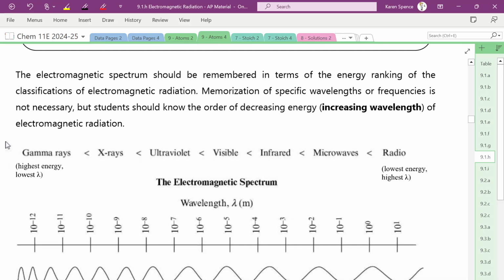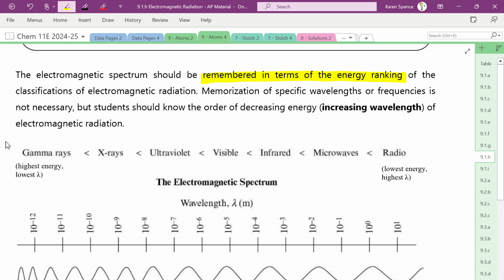The electromagnetic spectrum, according to the review box, should be remembered in terms of the energy ranking. Memorization of specific wavelengths or frequencies is not necessary, but you should remember the order of decreasing wavelength or increasing wavelength. Now, how important is it for you to know all of these? Probably not. Do we really care if you know that gamma rays are more energetic than X-rays?